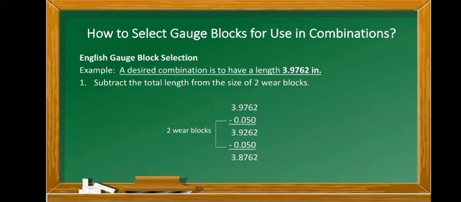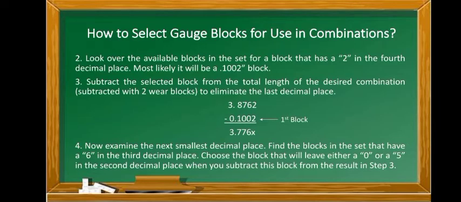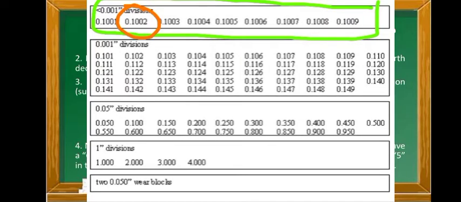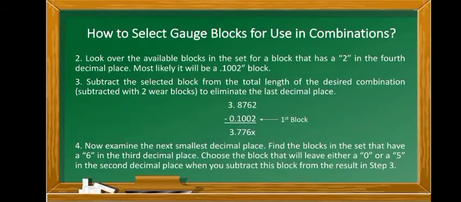Now, the next thing to do is to eliminate the fourth decimal place, so we will eliminate this 2. Look over the available blocks in the set for a block that has a 2 in the fourth decimal place. Here is our set of blocks. We look for a block in the group with 4 decimal places, so we find the block that will eliminate the 2. So we have the 0.1002 inch.